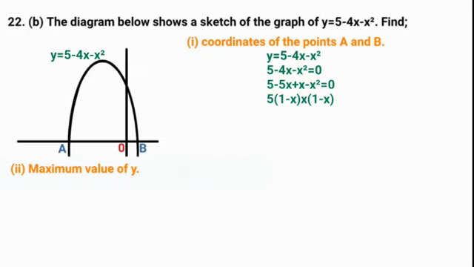Now, as you can see, we have come up with brackets which are the same. We have 1 minus x in one bracket, as well as 1 minus x in the other bracket. Now once we have done this, the next thing I'm going to get is 5 and positive x.